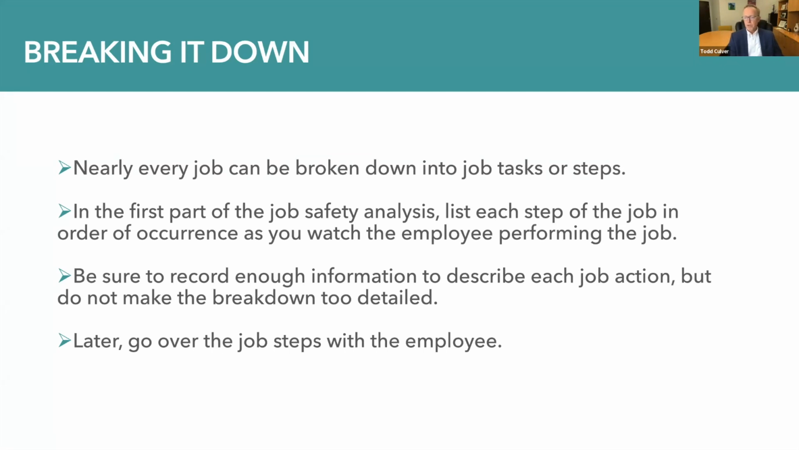In the first part of the job safety analysis, list each step of the job in order of occurrence as you watch the employee performing the job. Be sure to record enough information to describe each job action, but do not make the breakdown too detailed. Afterwards, you can go over these job steps with the employee to ensure buy-in as well as provide assurance of accuracy.